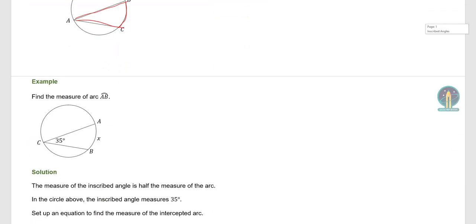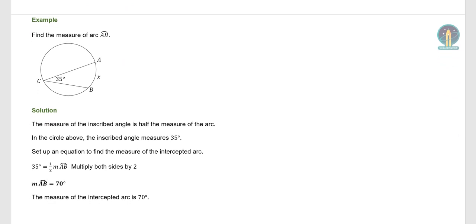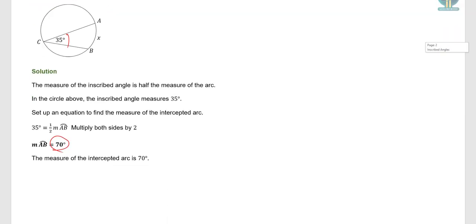Let's look at an example. Find the measure of arc AB. Well, we have an inscribed angle of 35 degrees, angle ACB. We know that the measure of the inscribed angle is half the measure of the intercepted arc, so in this case the measure of the intercepted arc is twice this angle, which is 70 degrees.